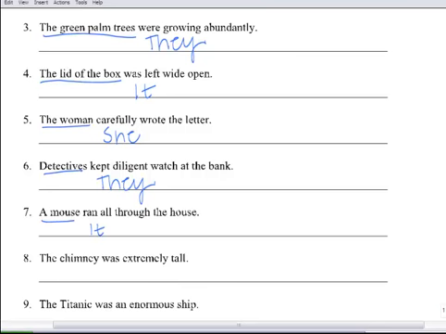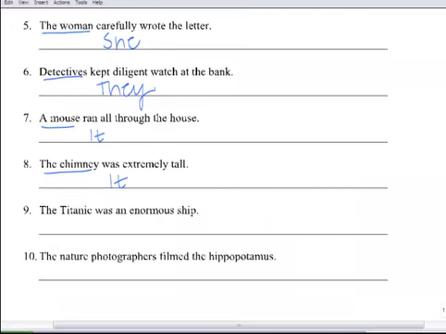The chimney was extremely tall. What was extremely tall? What was the thing being tall? The chimney. So we're going to replace that with it. The Titanic was an enormous ship. What was an enormous ship? The Titanic. So we're going to replace that with it. And the nature photographer films the hippopotamus. Who is filming? The nature photographers, or just the photographers, so we can replace that with they.